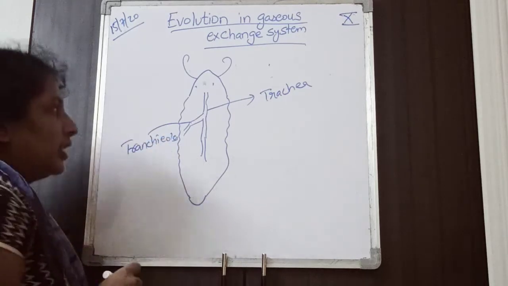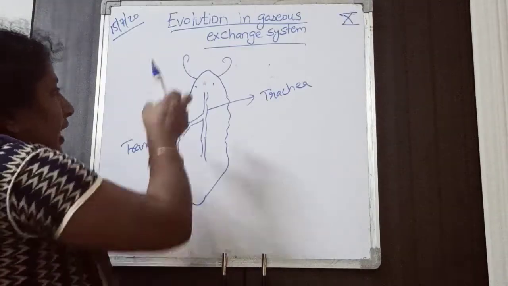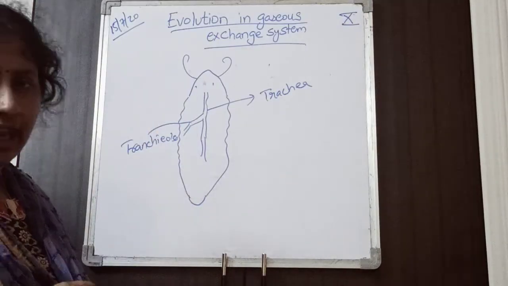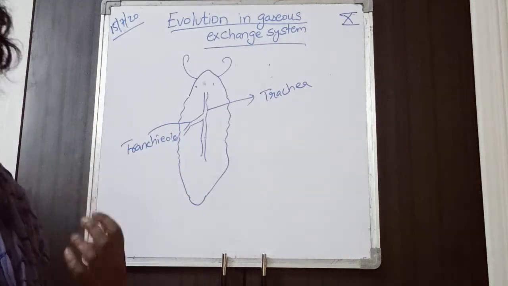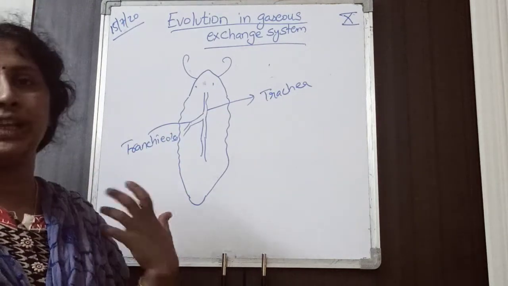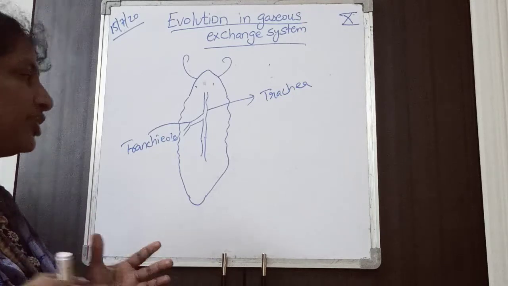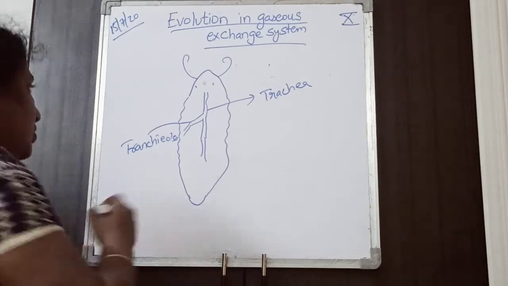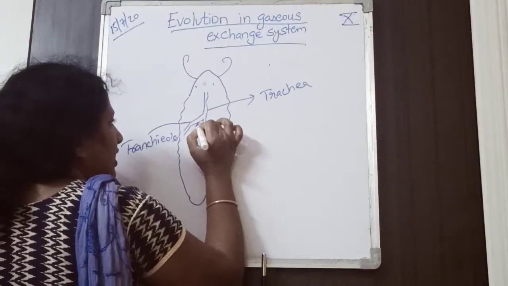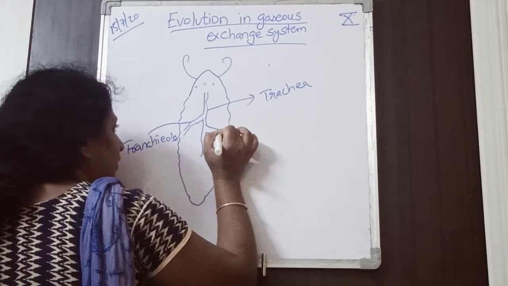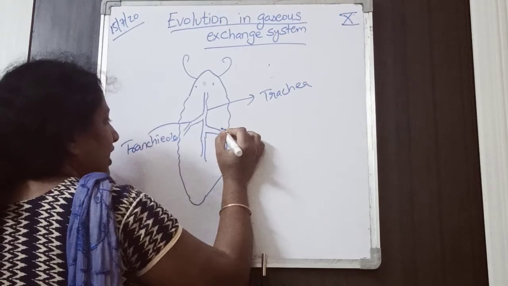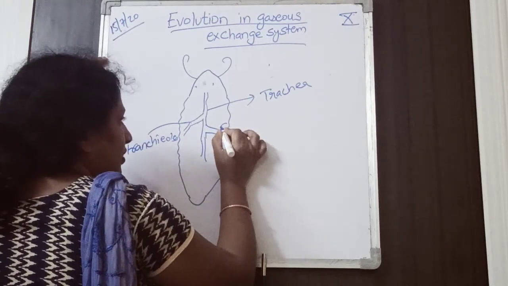Clear? So in insects like cockroaches or grasshoppers, you will see some tube-like structures in their body which are called trachea. And when these trachea reach the body surface... this is also a trachea. Suppose this is our cells.